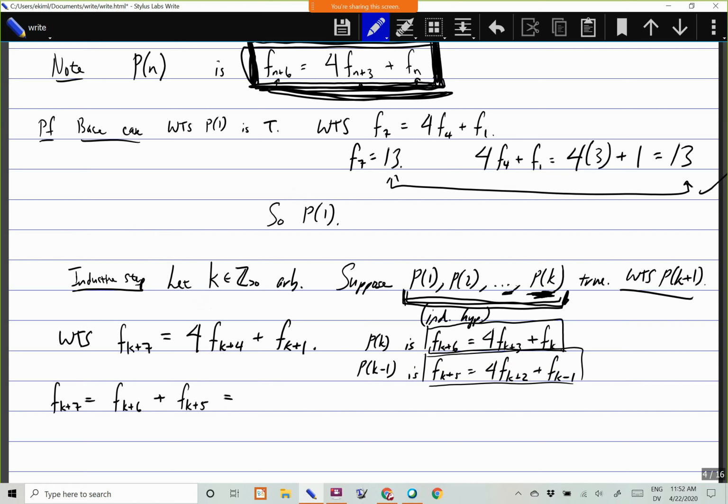Because take a look. The first term, f sub k plus 6, is equal to, and we replace with 4 times f sub k plus 3 plus f sub k. And then what's underlined here in red is equal to what's right there, that's the red box. Then I'll use blue. This f sub k plus 5, due to the blue box here, we can replace with 4 times f sub k plus 2 plus f sub k minus 1.